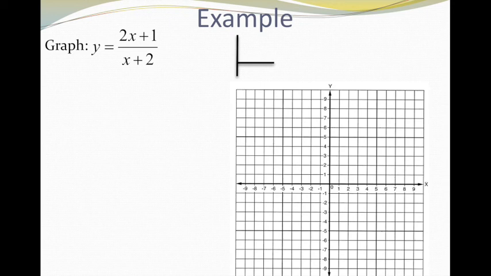hyperbola. So in synthetic division, I'm going to place my coefficients inside my synthetic division box, so 2 and 1. Then I have to set my divisor equal to 0, so x plus 2 equals 0. So x equals -2, so that's going to go on the outside. Then I need to bring down my 2. So -2 times 2 is -4. 1 plus -4 is -3.